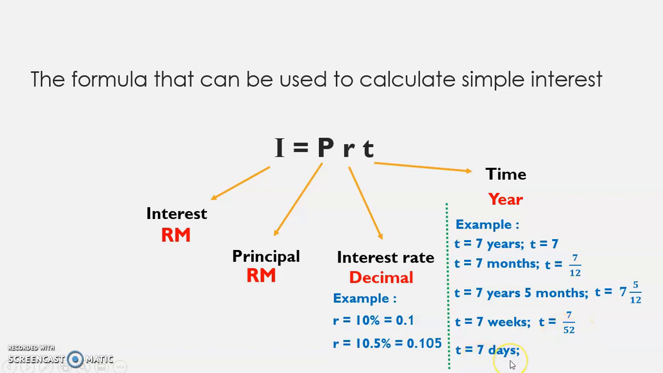And how about 7 days? How do you want to write it down? It's going to be 7 over 365. Or if it's a leap year, tahun lompat, 7 over 366. Or by using the banker's rule, it's going to be 7 over 360. Usually the bank will use the banker's rule, which is 360. Never mind, we're going to talk about this in topic 1.4.